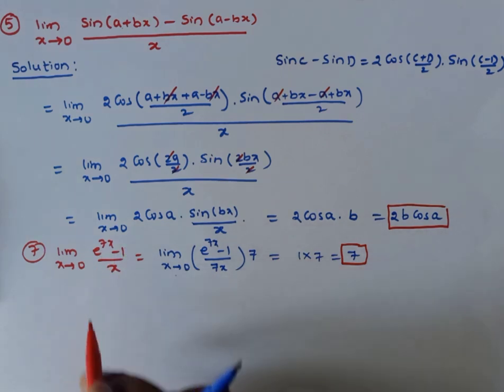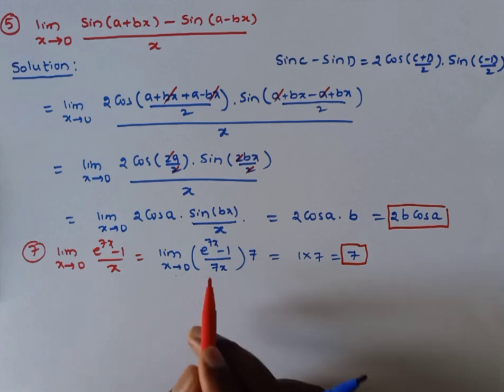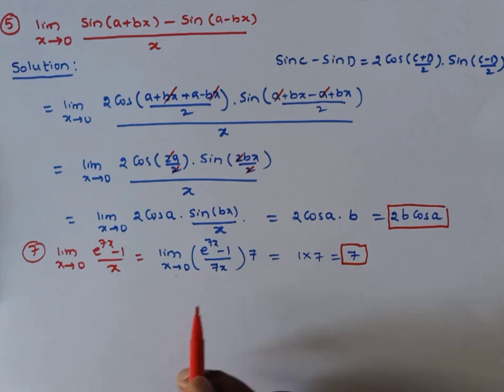E power 7x is there. If it were 7x in the denominator it would directly be 1, but here only x is there. So you need to make the denominator 7x. For that, multiply and divide by 7.